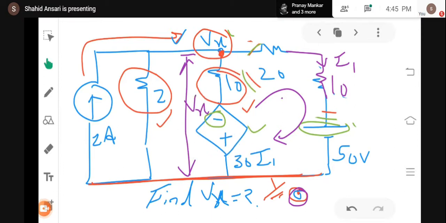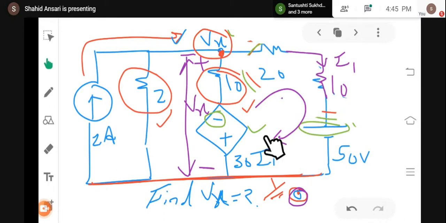So if I'm applying KVL, I can write minus of Vx. This will be minus, this will be plus. So minus Vx. Then what will be the voltage across this? 20 into I1. We know the current flowing through this branch; it has been mentioned in the numerical itself. 20 into I1 will be the voltage across this. Then 10 into I1 will be the voltage across this. Then this is itself a voltage. We can simply write it.